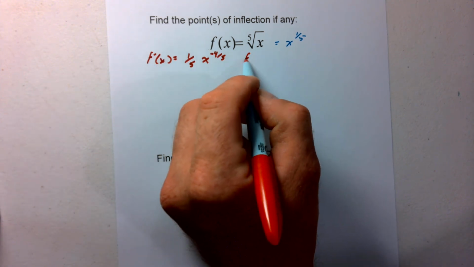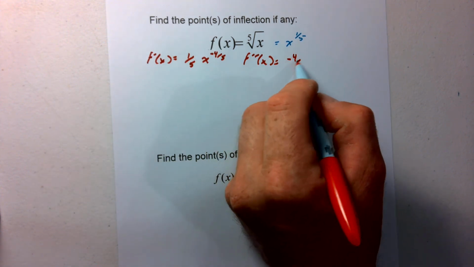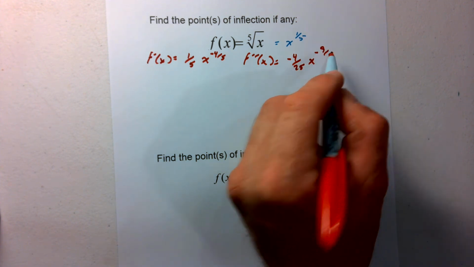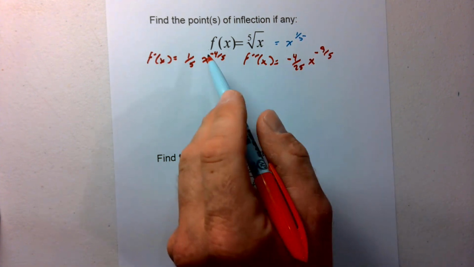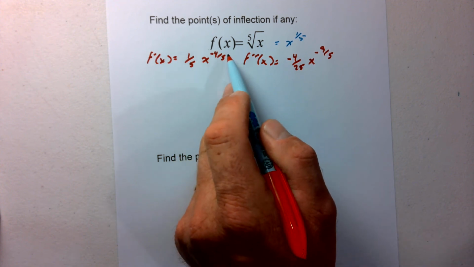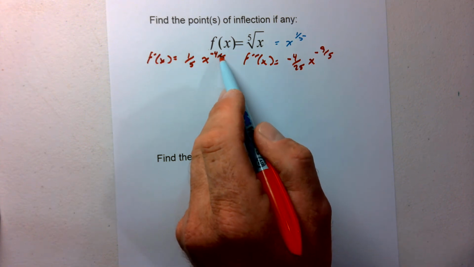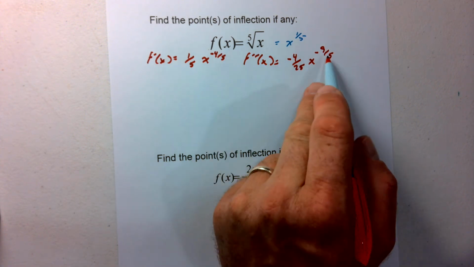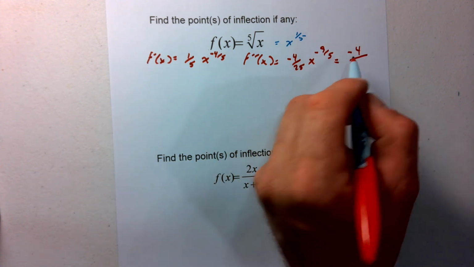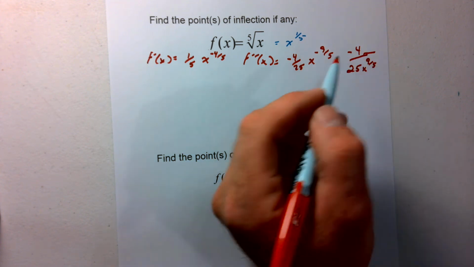I'm going to go ahead and find that second derivative. Second derivative, I get negative 4/25 x to the negative 9/5. Again, multiply your exponent to the coefficient. 1/5 times negative 4/5 gives us negative 4/25. And then negative 4/5 minus 1 gives us negative 9/5. Now I can go ahead and take that to our denominator. We get negative 4 over 25x to the 9/5.